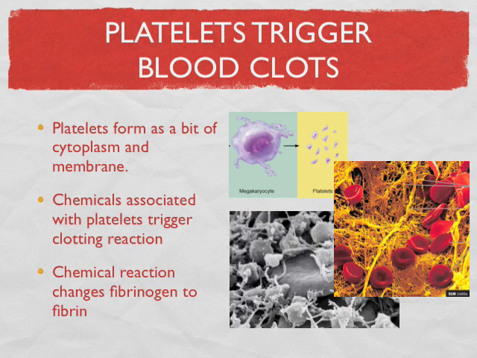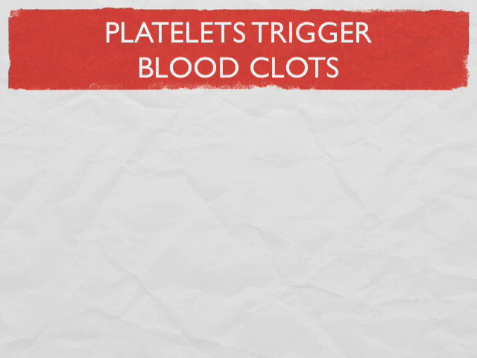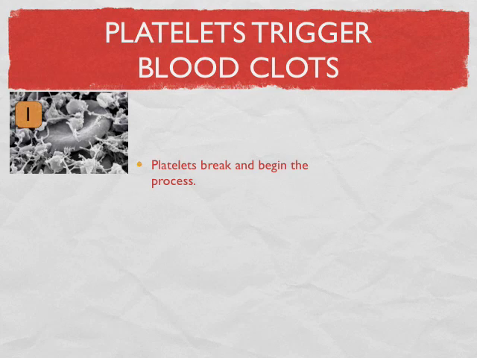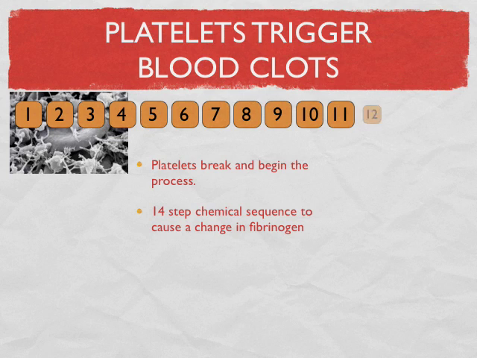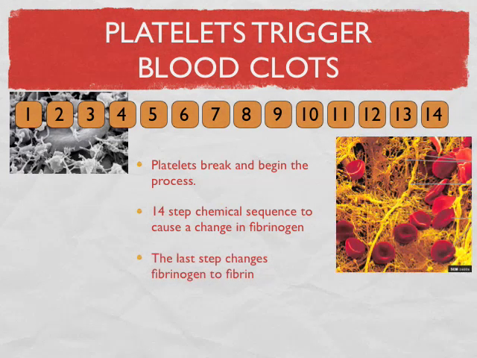Now, the actual triggering of the blood clot from platelet is actually a fairly complicated process. In fact, when the platelets break open, they begin a chemical chain of events where the first chemical is released from the platelet, and that then triggers a chemical change in another one and another one, and little by little, like a row of dominoes, each chemical affects another one. And it's actually a 14-step process before you finally reach the point where fibrinogen changes into fibrin. Now, this makes it a fairly complicated process, and if anything were to go wrong in the midst of that, we could have a serious difficulty in the ability of the blood to clot.